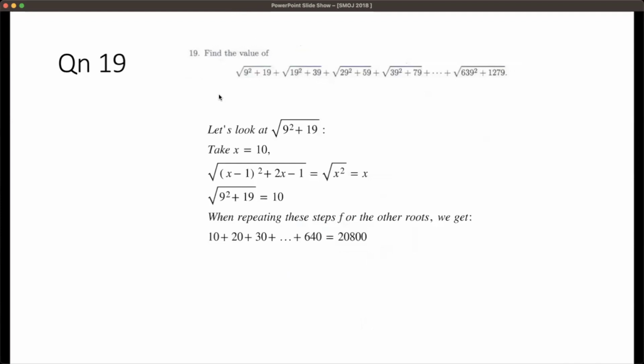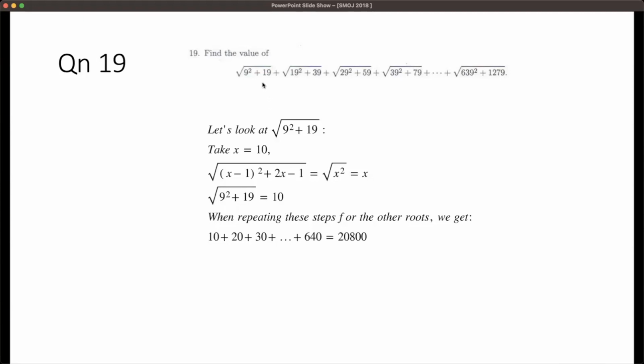Next, we look at question 19. We have to find the value of this. So first, we look at one root, the first root, the square root of 9 squared plus 19. We take x to be 10, and substituting x equals 10 into that square root gives us x as shown here. Thus, the square root of 9 squared plus 19 equals 10.